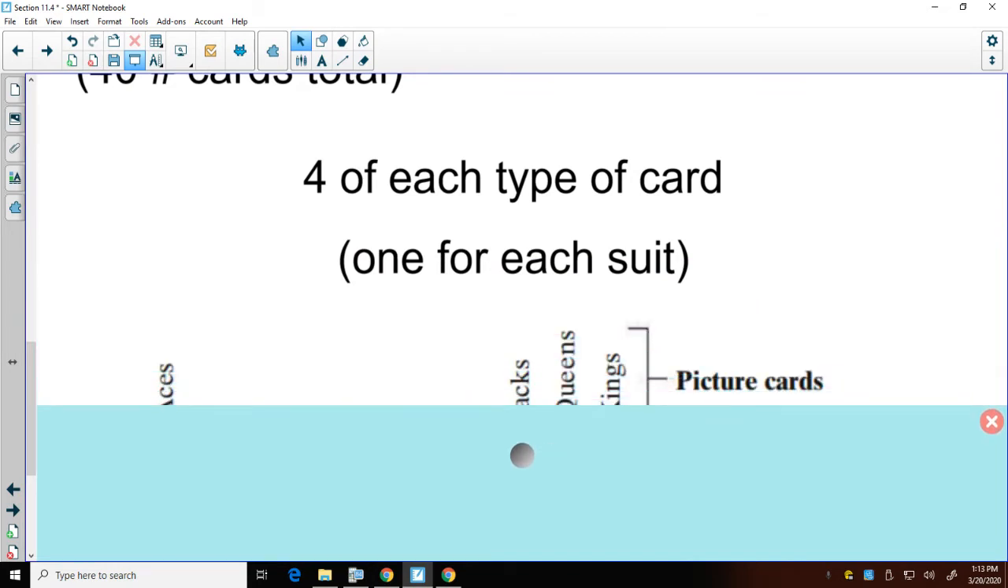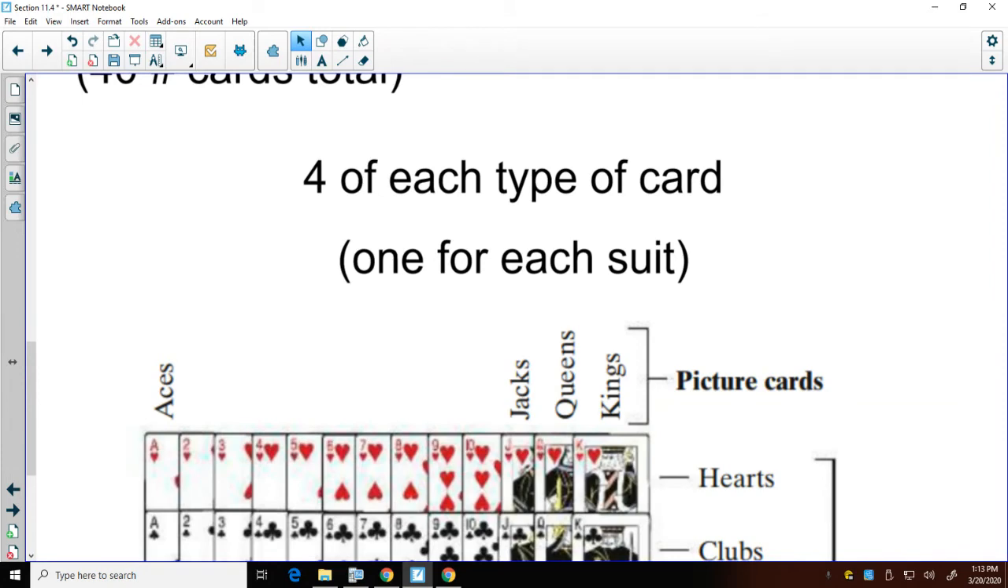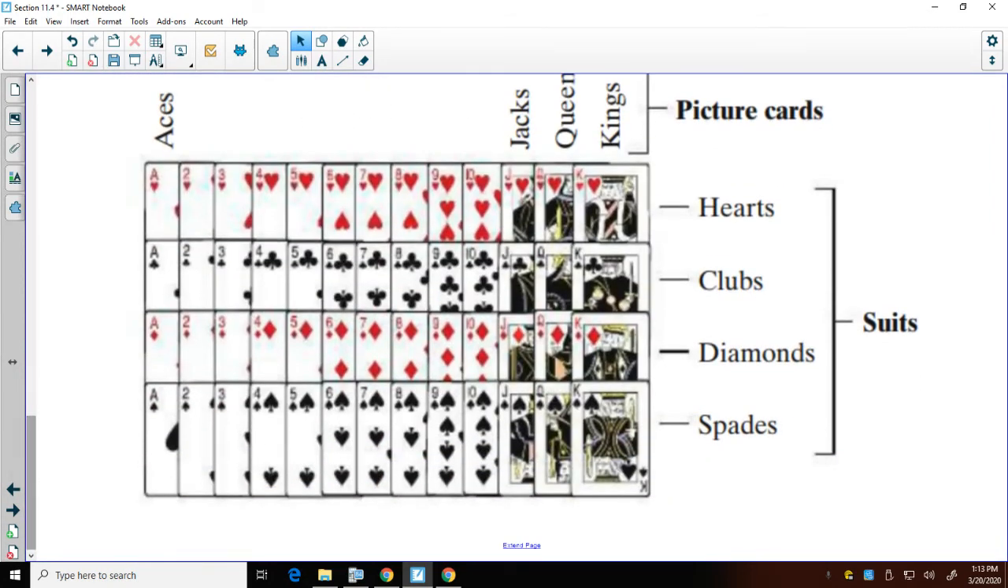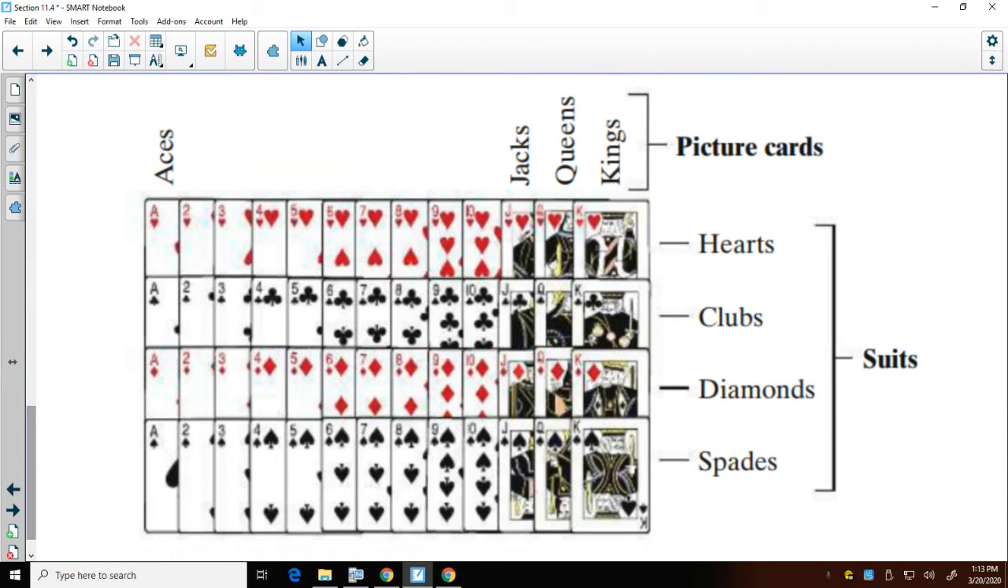And down below here, this is what they all look like. Again, I just grabbed this picture from your book. Okay? There is a standard deck of 52 cards right there in front of you. You can see all the number cards, and then these are all the picture cards. Okay? There you go.